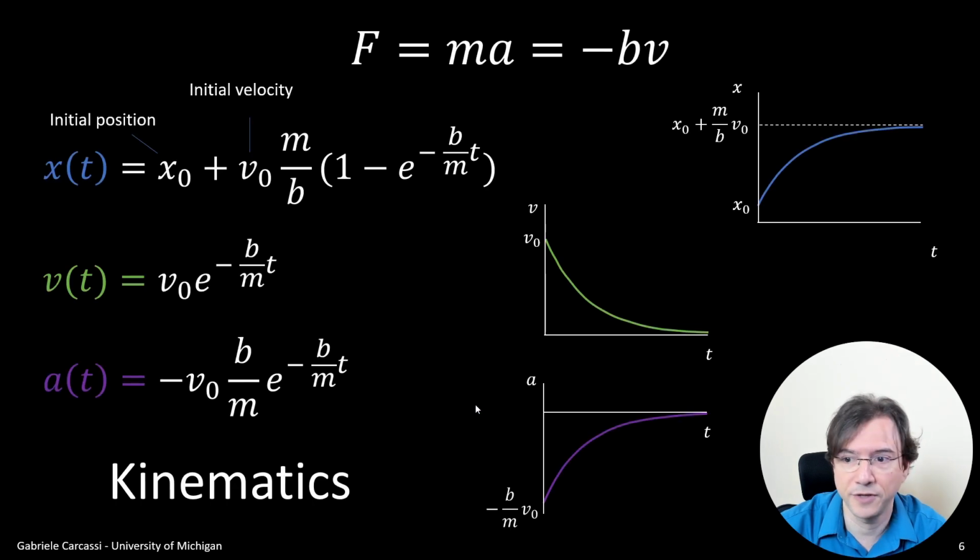We can plot this. This is going to be the velocity, and this is our exponential. We can integrate the velocity and have an initial position, and this is going to be the graph of the position, which will tend to the equilibrium of x0 plus m over b times v0. And if we differentiate the velocity, we get the acceleration, which will start negative, opposite to the velocity, and will go to 0 at equilibrium. So there you go. This is the kinematics of the system. If you've seen this system before, this should be nothing new.